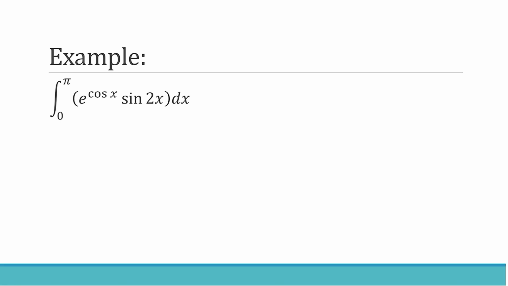So actually the very first thing we have to recognize is that sine 2x has an identity. So this is the integral from 0 to pi of e to the cosine x times 2 sine x cosine x dx. This is the double angle identity for sine.